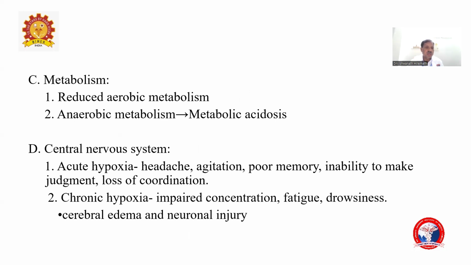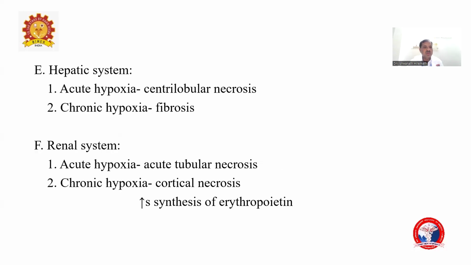Central nervous system: acute hypoxia leads to headache, agitation, poor memory, inability to make judgment, loss of coordination. Chronic hypoxia: impaired concentration, fatigue, drowsiness, cerebral edema, and neuronal injury. Hepatic system: acute hypoxia leads to centrilobular necrosis, chronic hypoxia, fibrosis. Renal system: acute hypoxia leads to tubular necrosis, chronic hypoxia, cortical necrosis, leading to increased synthesis of erythropoietin.